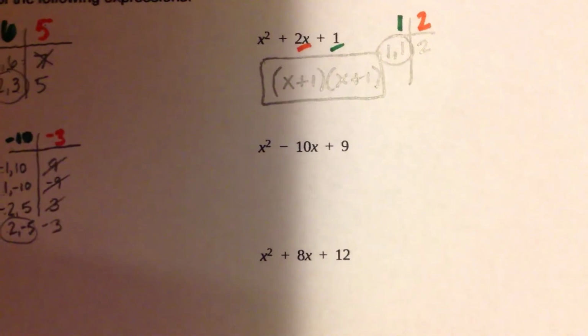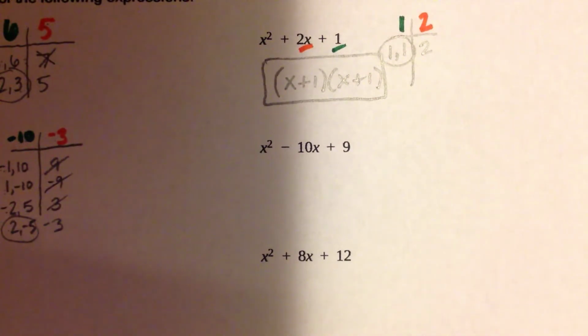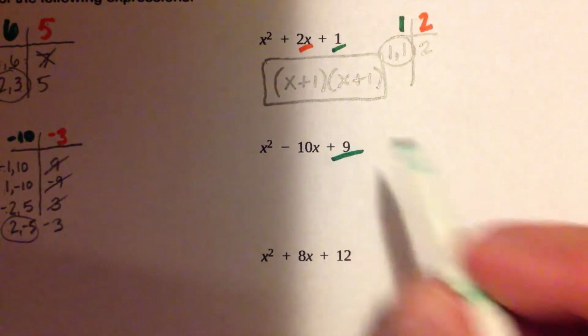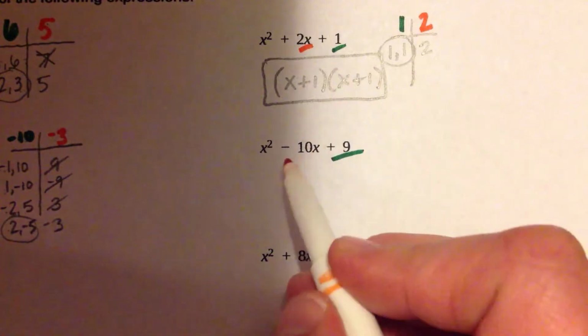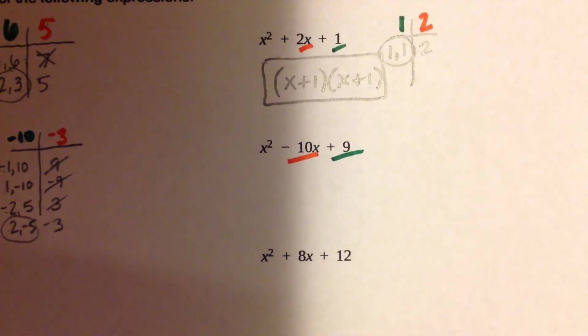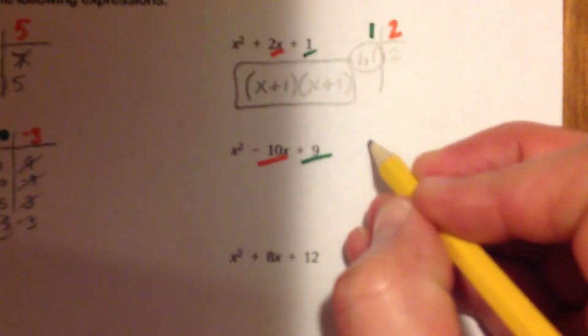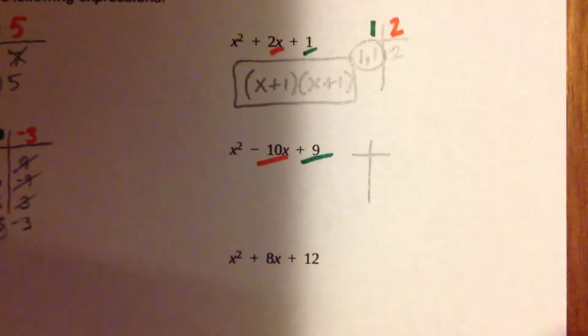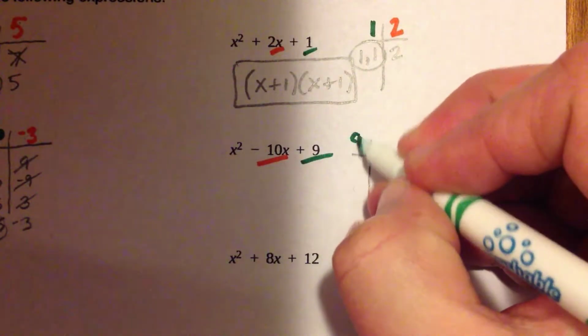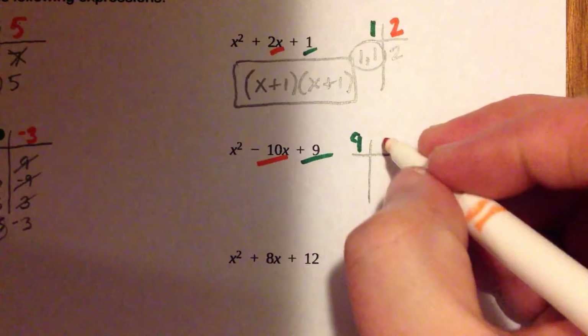Looking at my next example, I need my two numbers to multiply to be positive 9, but they need to add to be negative 10. This is a tricky one. They need to multiply to be 9, and they need to add to be negative 10.